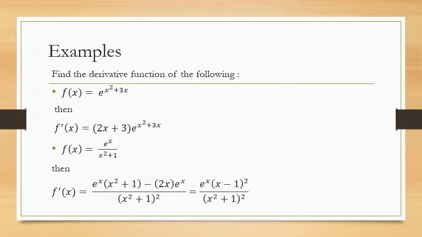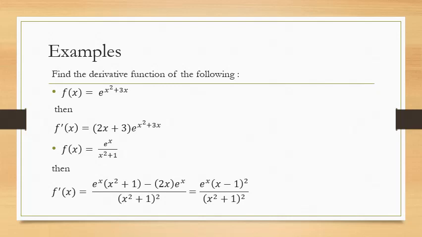Examples. Find the derivative of the following functions. The first function, f of x equals e to the power x squared plus 3x. So u is x squared plus 3x, u prime is 2x plus 3. So f prime of x equals 2x plus 3 times e to the power x squared plus 3x.